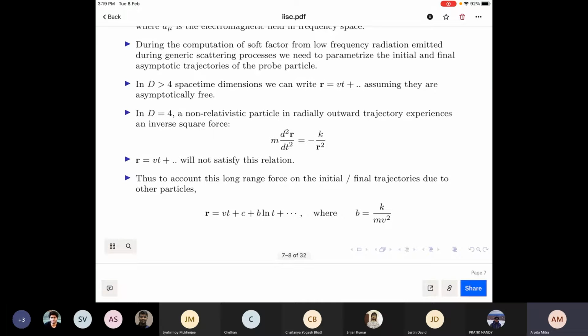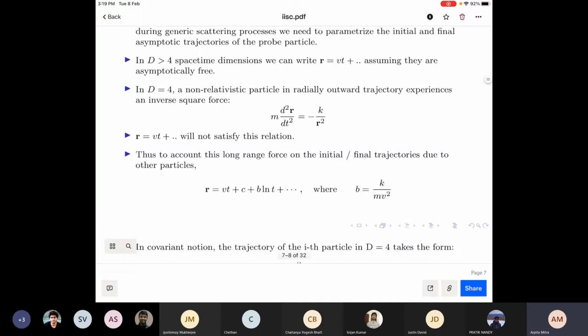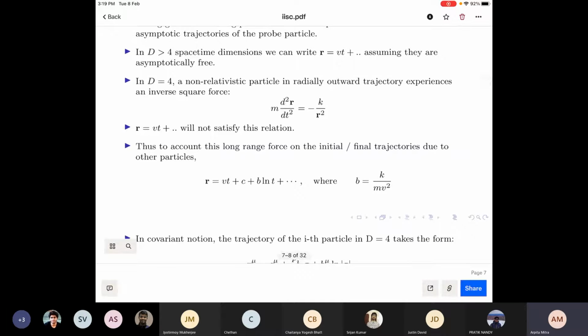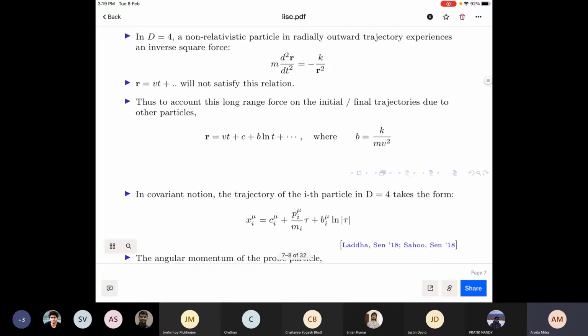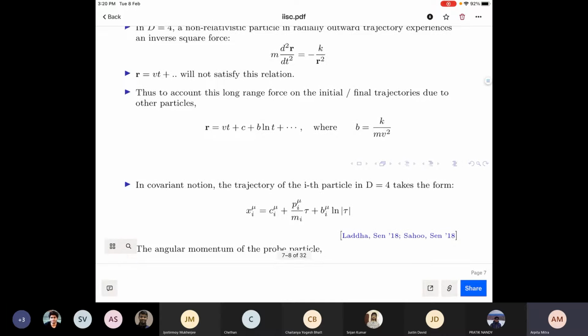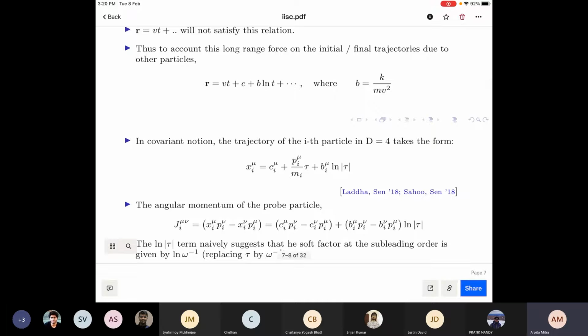So to account for this long range force on the initial or final trajectories of this probe particle due to the other particles, we have to add this log t term. And if we add this log t term, then the above equation, m d2r by dt square equal to minus k by r square, is satisfied. So that implies that if we are considering a scattering process in 4 spacetime dimensions in asymptotically flat space, due to the presence of long range interaction, we also have to consider a log term in the asymptotic trajectory. We can rewrite these trajectory equations in a covariant notation, where this xi u mu denotes the trajectory, and tau is the proper time.